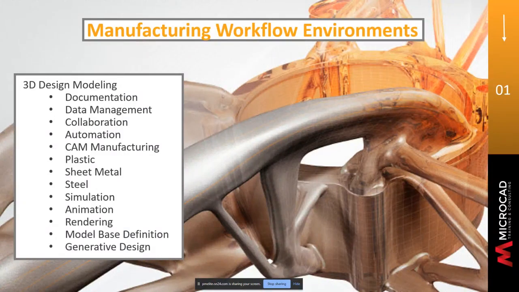Also, another consideration is your data management. Revision controls, life cycle management, collaboration within your team are considerations as well. Collaboration and automation is a big factor. Some companies really want to get highly automated with their workflow, and there are certainly tools within both applications to do that. CAM manufacturing, if that is important to your company, both of these products have that offering. We'll be discussing more about that shortly. And then you have your plastic, sheet metal, steel industries that these softwares kind of cater to.